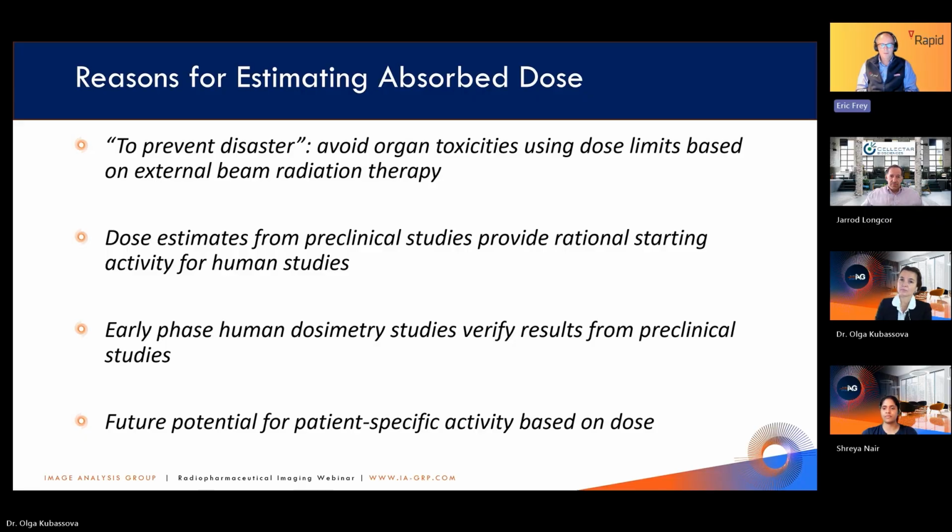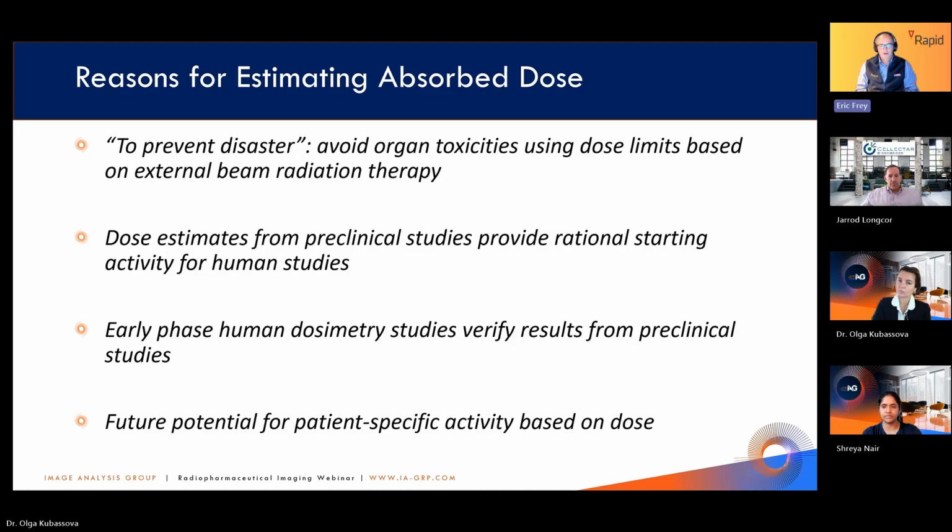So typically the way that's done is dose estimates from preclinical studies provide a rational starting point for the activity in human studies. And the early phase human dosimetry studies often, in some sense, verify what was seen in the preclinical studies. So I'm looking at the fraction of the dose that's deposited per unit administered activity in the different organs, and seeing how that compares to preclinical studies, and allowing the future phase 2 and 3 trials.